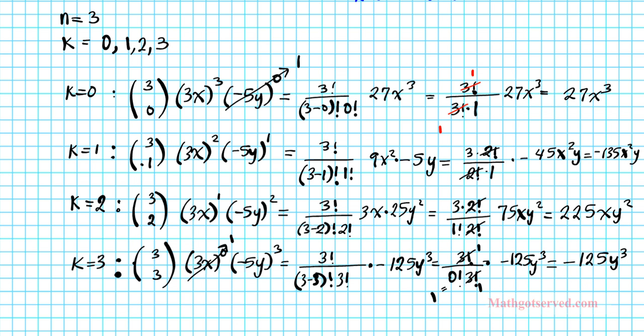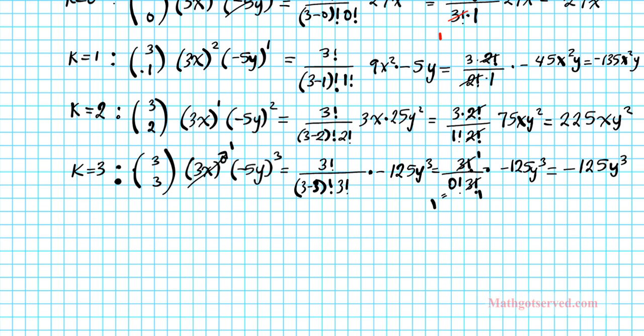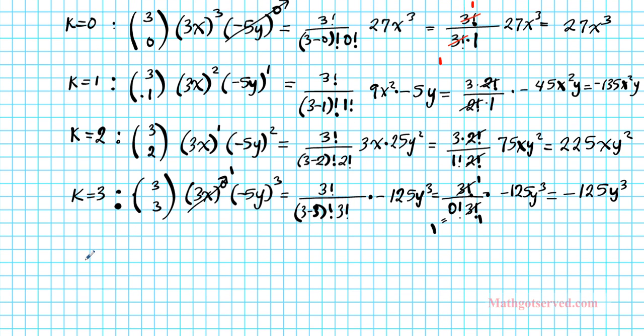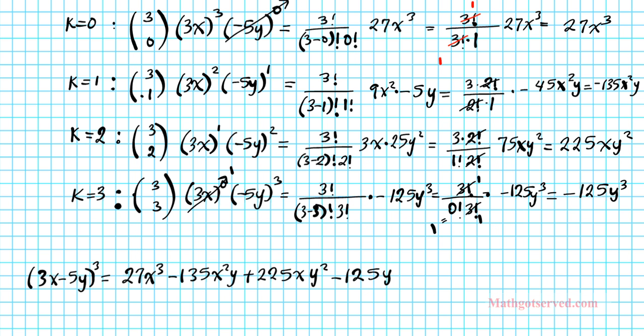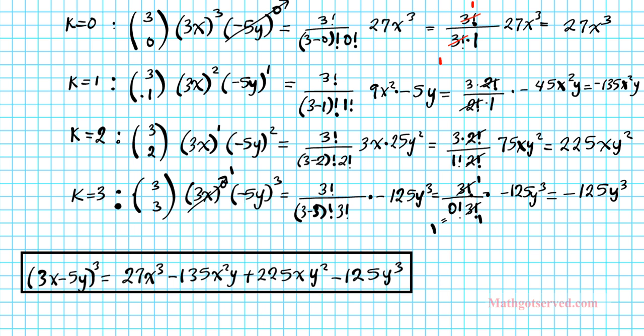Okay, so let's write out the binomial expansion. So we have 3x minus 5y to the third, when expanded, is 27x to the third minus 135x squared y plus 225xy squared minus 125y to the third. So that's your final answer using the binomial theorem.